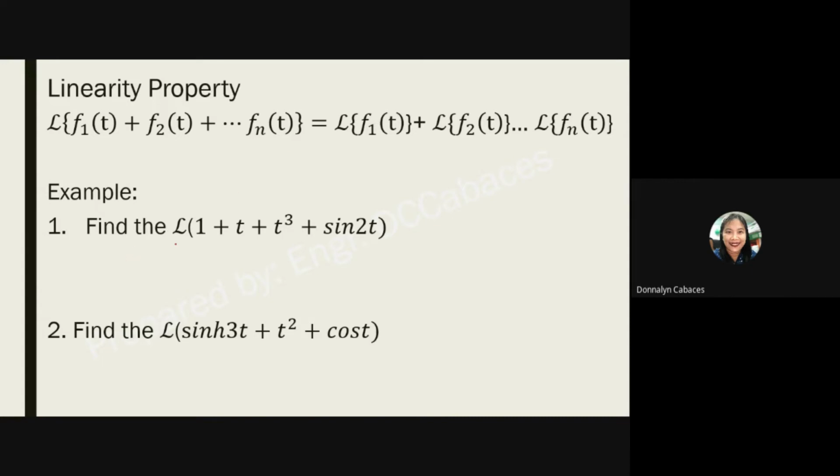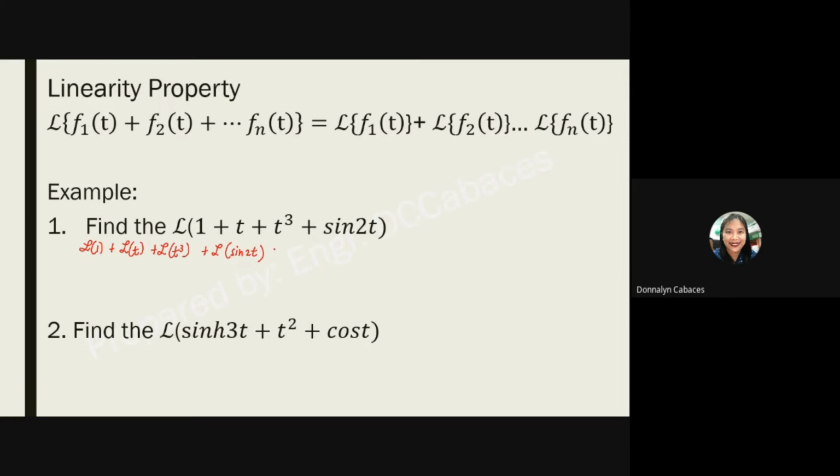So to show, let us have the following example. Find the Laplace of the quantity 1 plus t cubed plus sine of 2t. Again, we can refer to the table of elementary functions that we have, so that you can find the Laplace transform of the different functions. So by linearity property, that is equal to the Laplace of 1 plus the Laplace of t cubed plus the Laplace of sine of 2t.